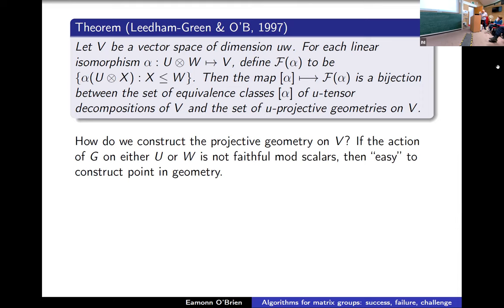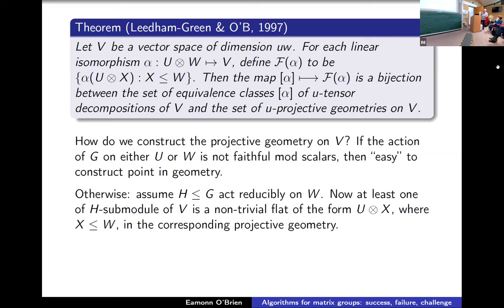On the other hand, if it's the case that you have got a faithful action, then what we're reduced to doing is to try to find subgroups which are guaranteed to act reducibly on at least one of the factors. If we can find a subgroup which acts reducibly, then we can indeed produce a flat of the form U tensor X, and from that extract a point.